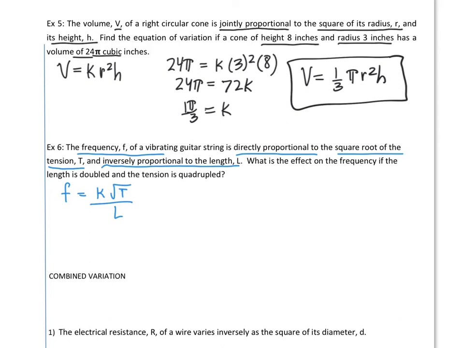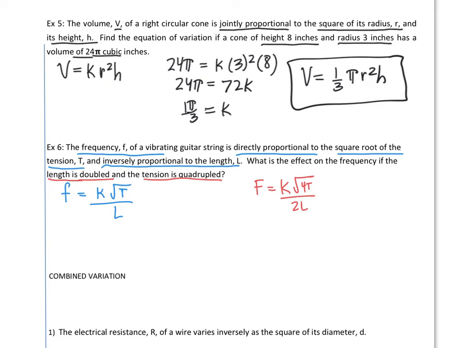Oh, let me go to a different color because that looks kind of interesting. The length is doubled, tension is quadrupled. Let's see here. So F is equal to K. We're doubling the length and quadrupling the tension. Quadruple means times 4, so this is 4T and 2L. Double is times 2.